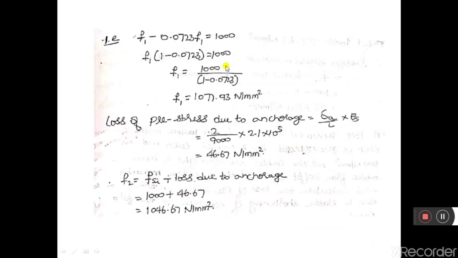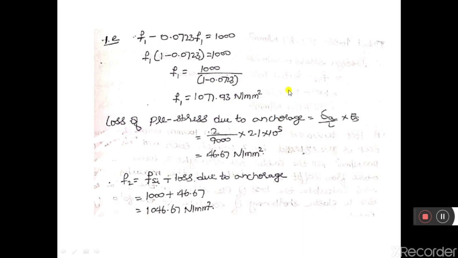So that we have calculated here. So I should apply an initial pre-stress of 1077.93 Newton per mm square. In this 1077.93, 77.93 will be the friction loss, and the final stress available in the cable will be 1000 Newton per mm square. This is the first case.